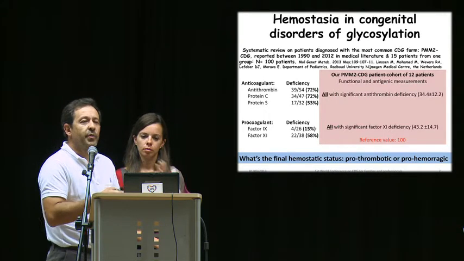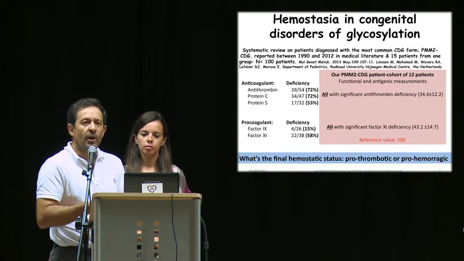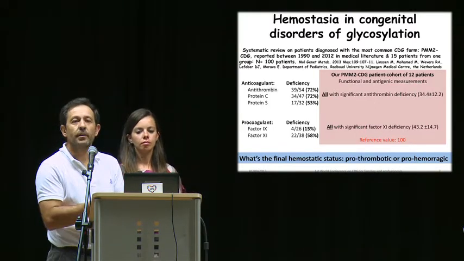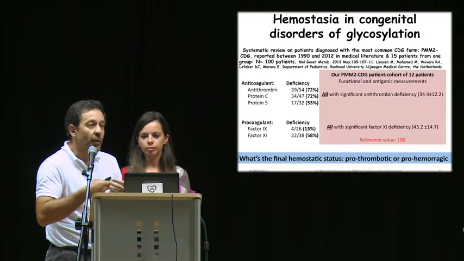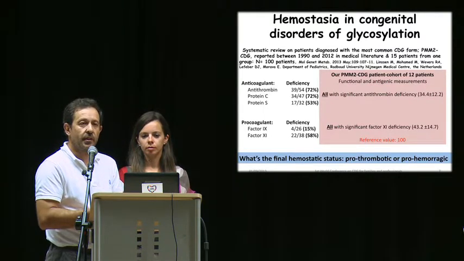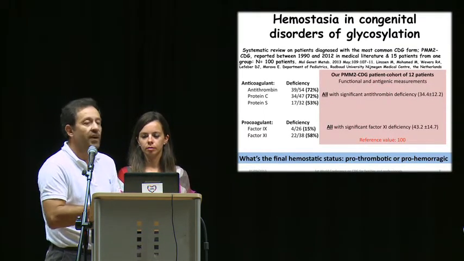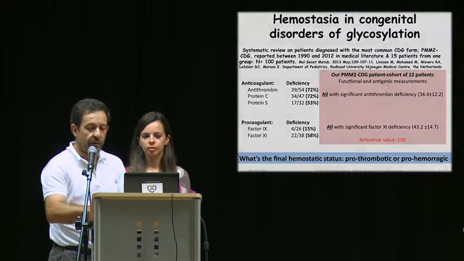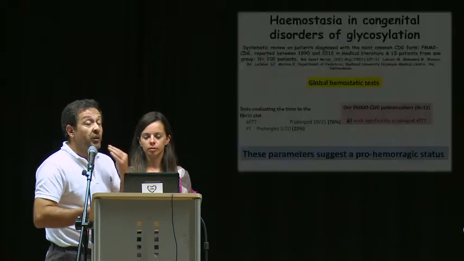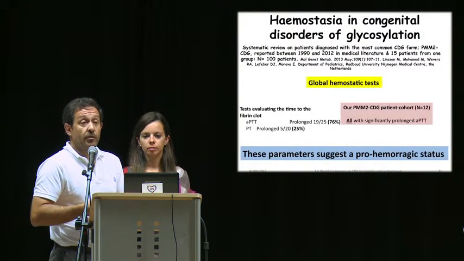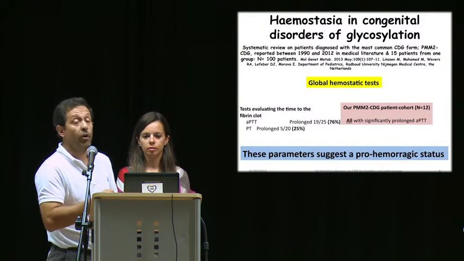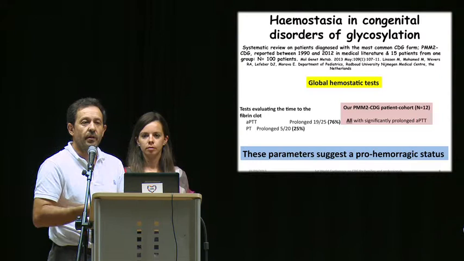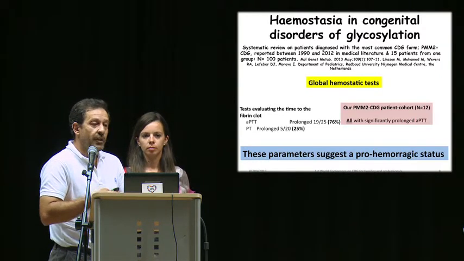So with this picture, we have an important question to answer. If we have affected anticoagulant, but also procoagulant factors in these patients, what's the final status of the hemostatic system in these patients? Or in other words, do they have more prothrombotic tendency or more pro-hemorrhagic tendency? Maybe with more data we can answer that question, and we can have a look at the global hemostatic tests that can allow us to know how the hemostatic system responds in these patients.